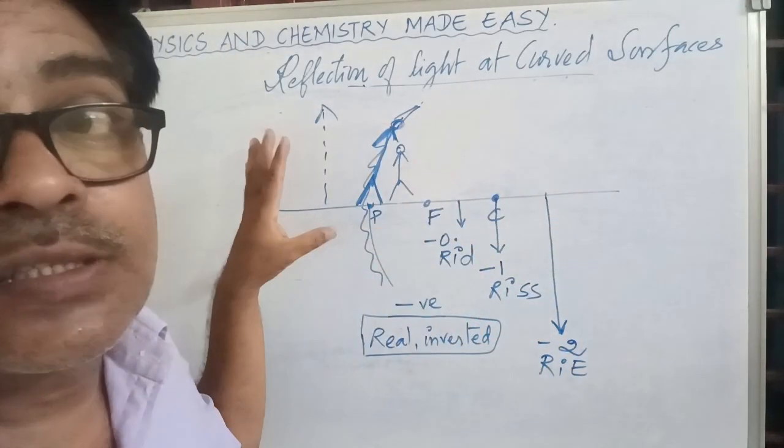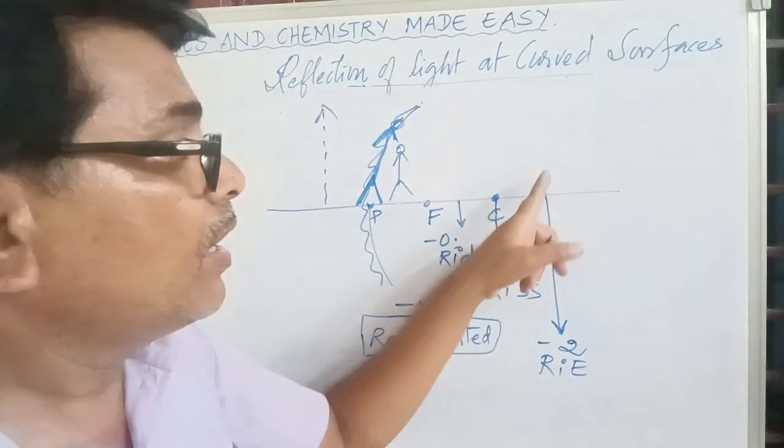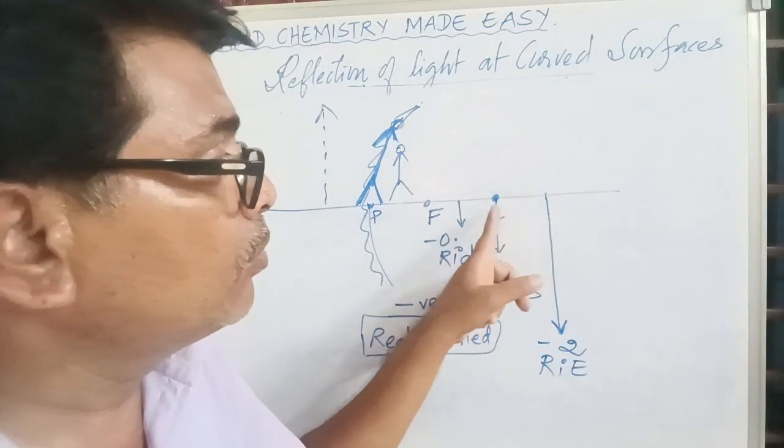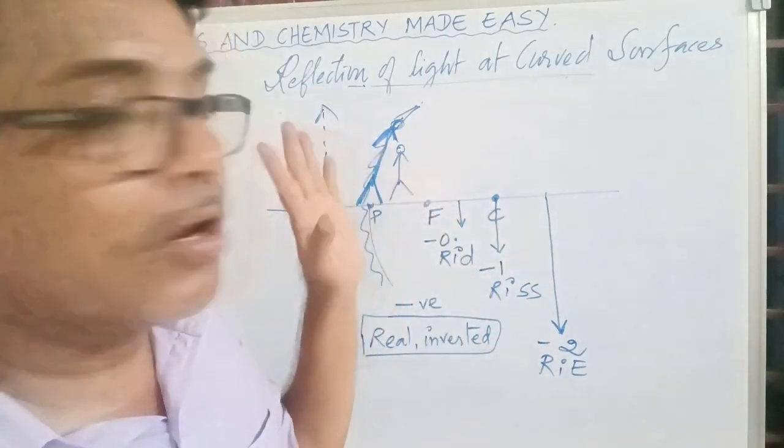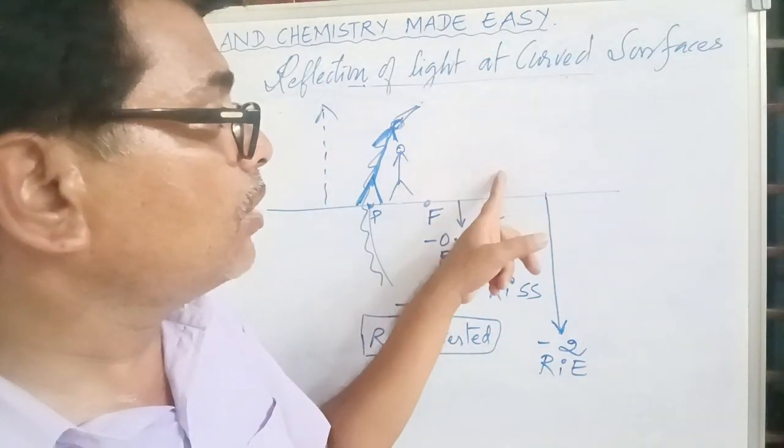Infinity, parallel lines converge at the focal point. Then you will slowly be walking. You are very close to C. Beyond C we call it a still image. What happens? The image is not caught in the mirror. Then you will stand at a position called C.